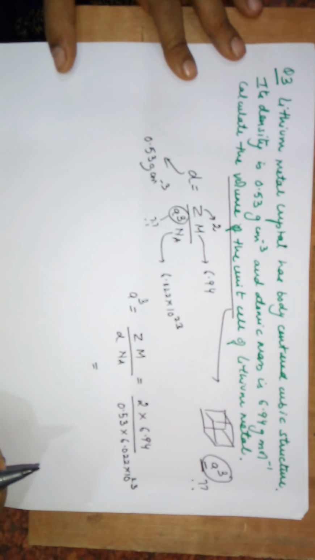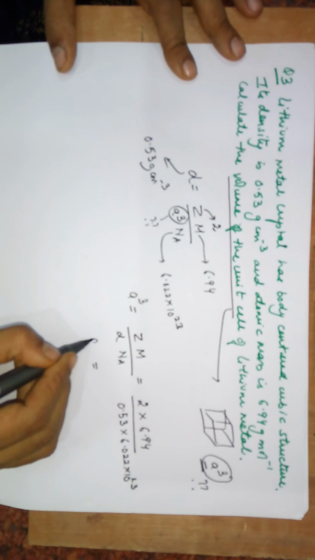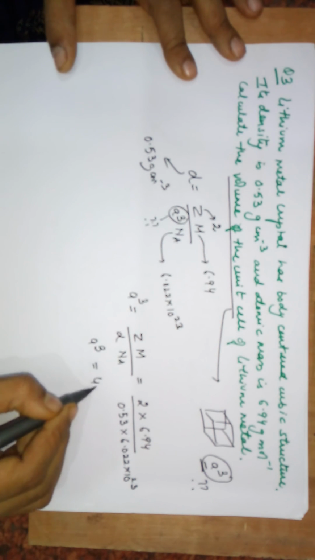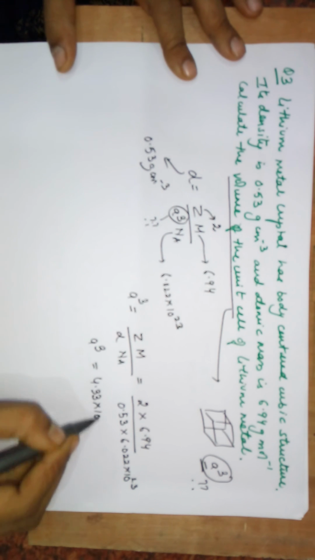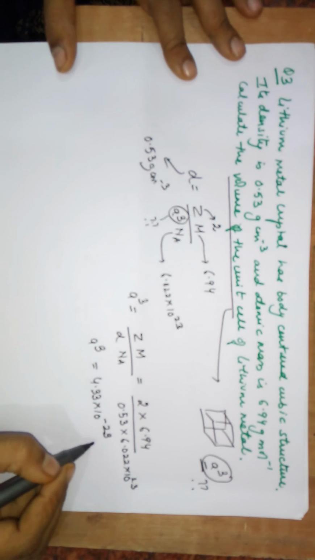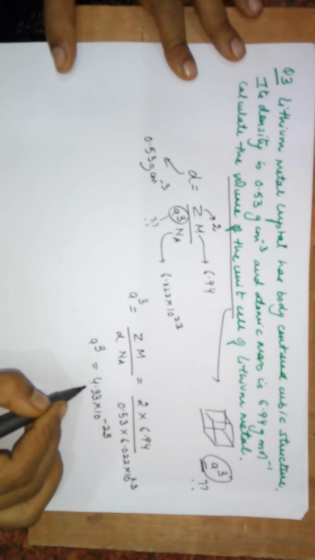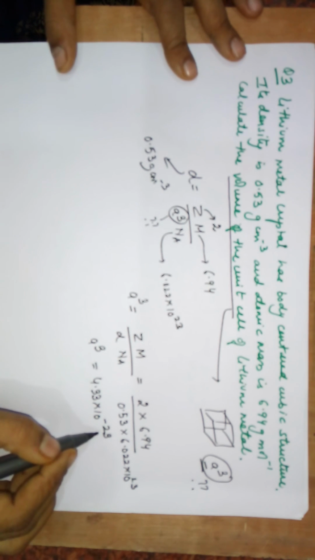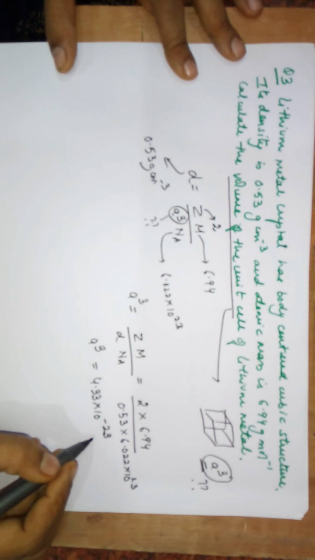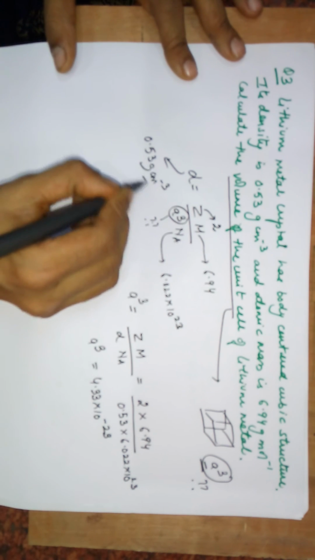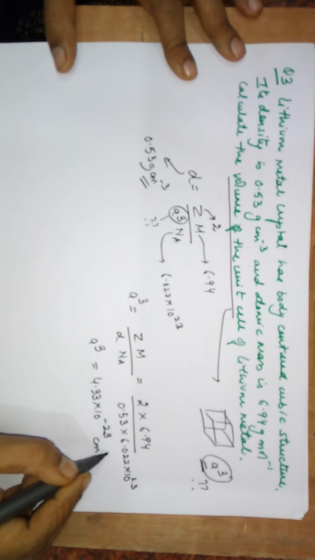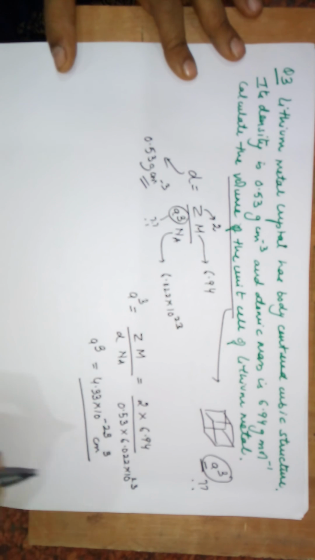On calculation, you would end up with the value of A cube to be 4.33 times 10 to the power minus 23. I am using the calculator. I am not that quick at maths. So it's 4.33 times 10 to the power minus 23. And the units would be what? A cube has to be in centimeter cube is your answer. Thank you.